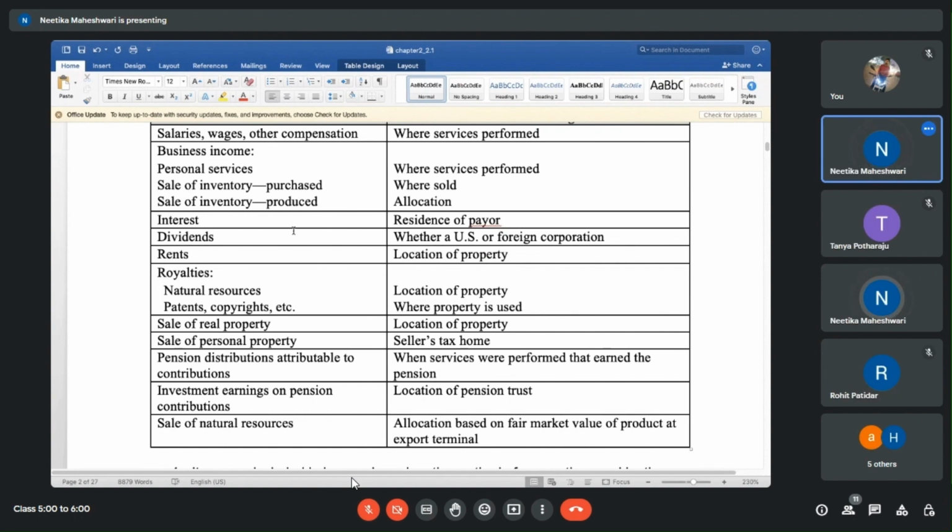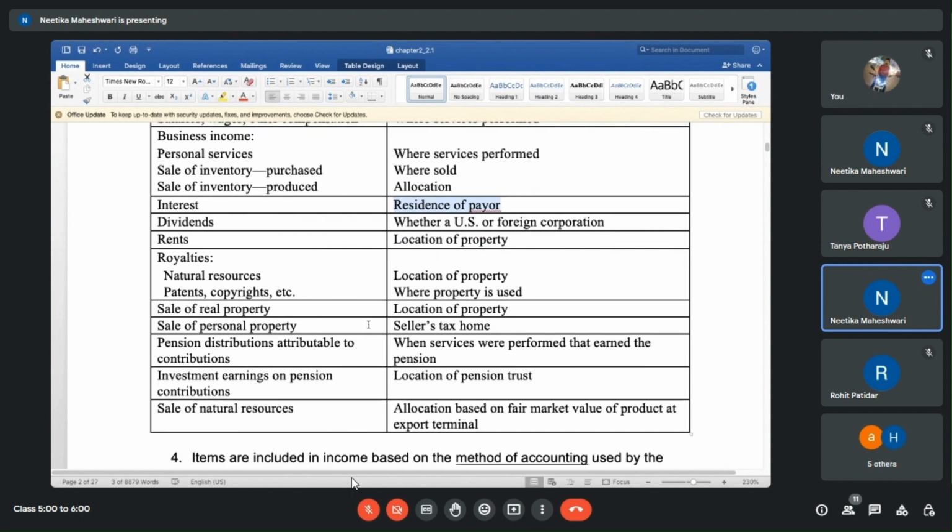Yes. So then there is interest income, dividends, rent. Rent is usually coming from a property, so we have to see the location of the property. Dividends: which company is paying? Is it a US company paying or a foreign company paying? That country will have the first right to tax it. Interest: residence of the payer, not the recipient. Who is paying it? Okay.